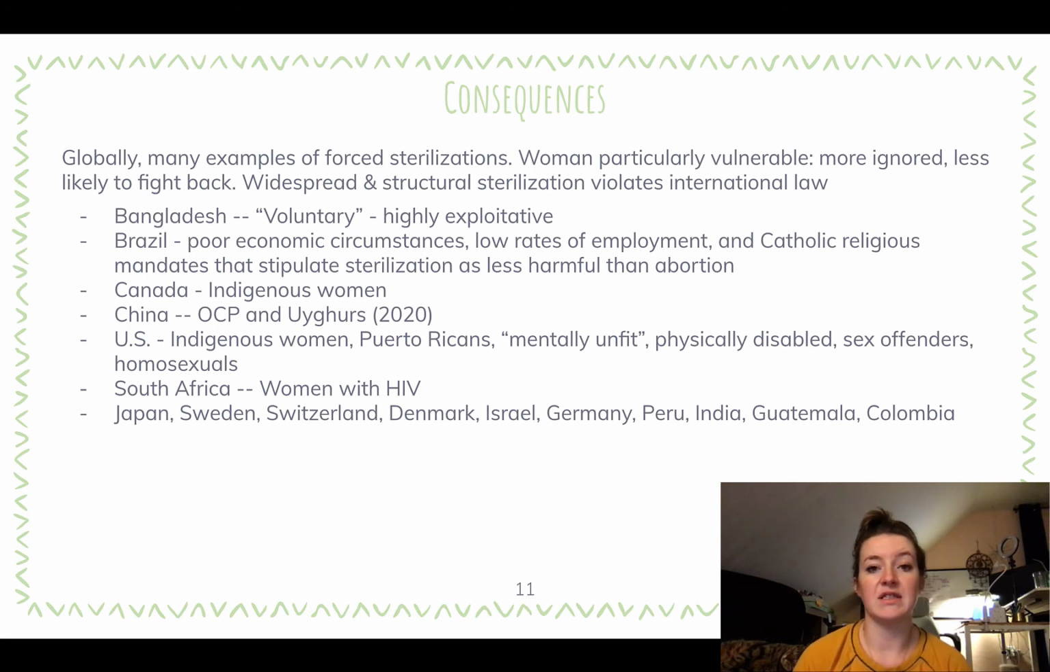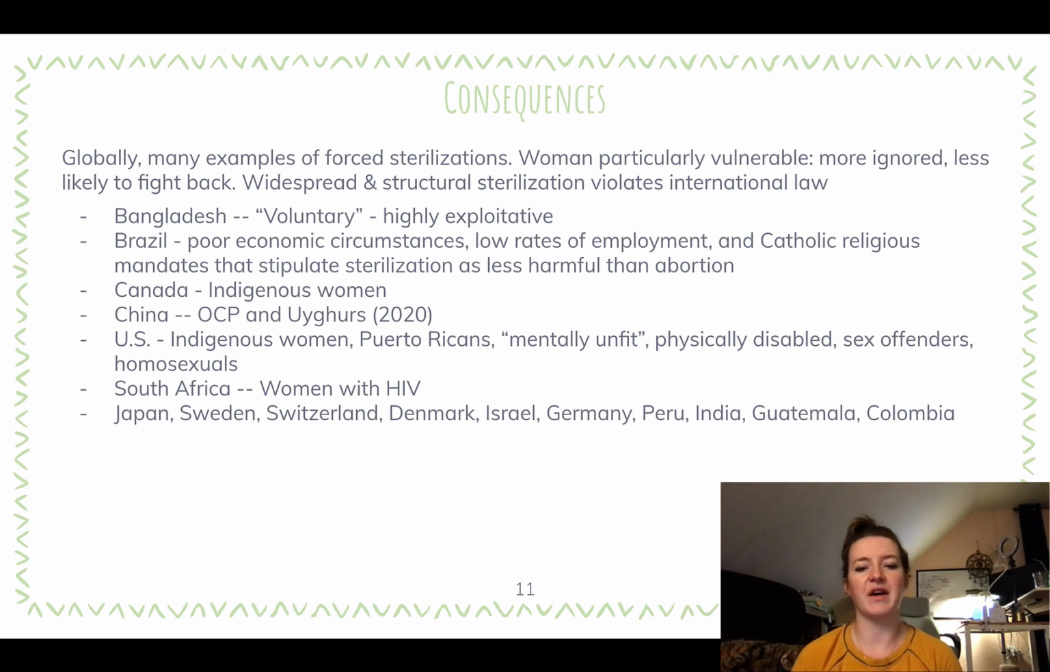In Bangladesh in the 1970s, they had a lot of sterilization camps and things similar to what was going on in India. They had voluntary sterilizations, which were highly exploitative. So again, we're paying people very little money to be sterilized and targeting incredibly, incredibly poor people through this. In Brazil, women in particular have been coerced into having sterilizations because of poor economic circumstances, low rates of employment, and Catholic religious mandates that stipulate that sterilization is less harmful than abortion.